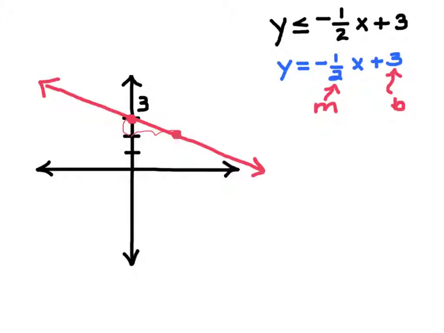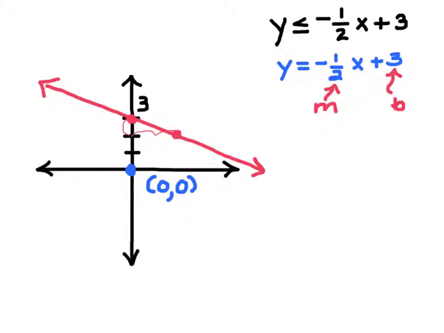What we do here then is we check our origin. The origin is 0, 0. It's in the lower region. If this point 0, 0 works for our original inequality, then we know we shade in the region that's below. If the origin does not work for this inequality, then we shade the region above.